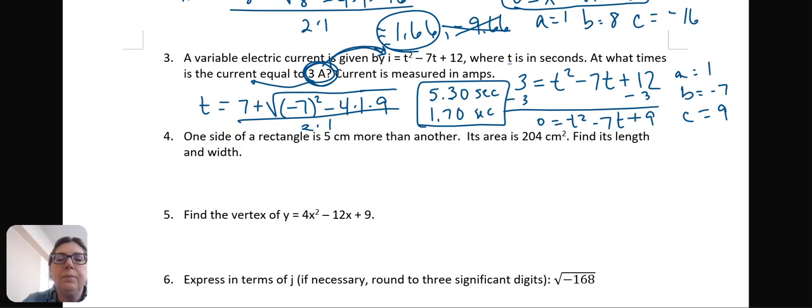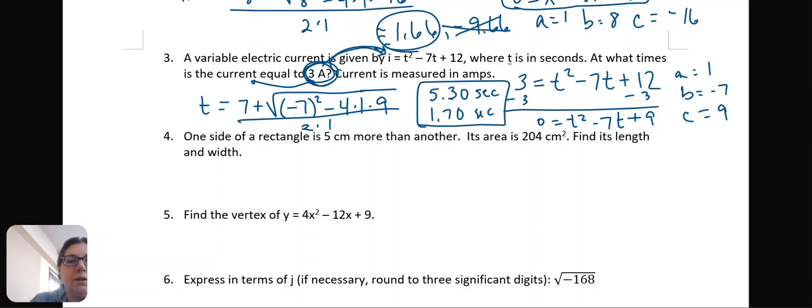So we have 2 answers, and the reason we have 2 answers is it's a variable current, which means it's ebbing and flowing. It's going up and down, which you probably know all about because of your profession. So we have one at 1.7 seconds and one at 5.3 seconds. Sometimes we will have 2 positive answers. Sometimes we'll have a positive and a negative, and we'll throw out the negative. So it just depends on the scenario.